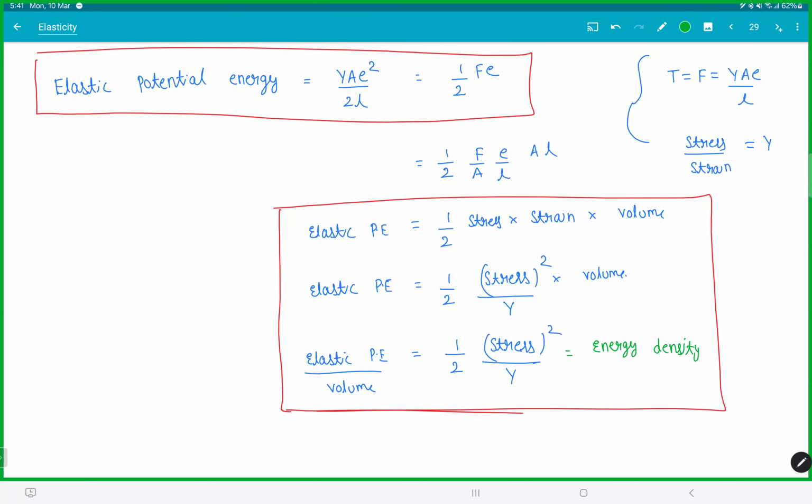Okay, you can note down that stuff. But remember, there is a catch with this. All these formulas are valid only when tension is constant. If tension varies, you can't use any of this.